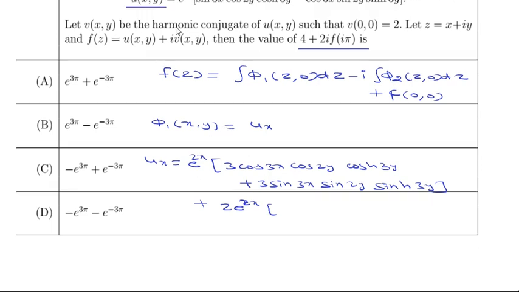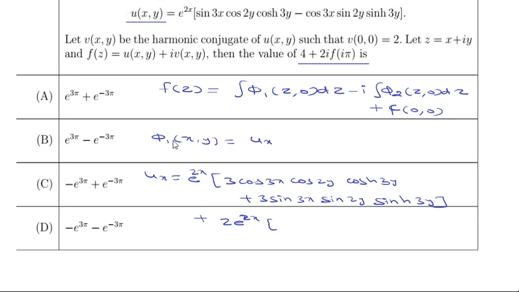So these terms will come as it is, so we will write sin 3x cos 2y cosh 3y minus cos 3x sin 2y sinh 3y.